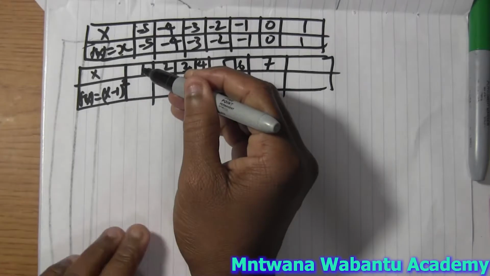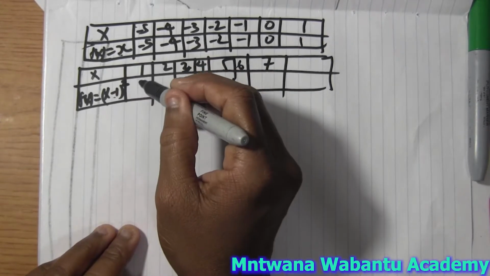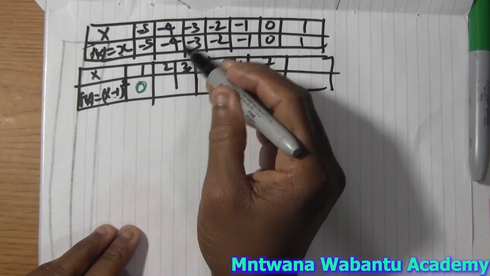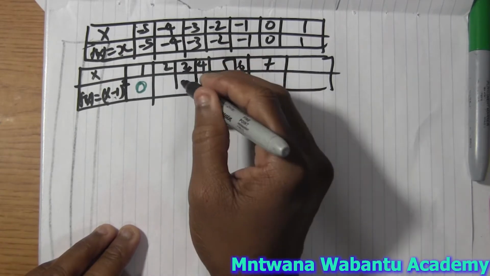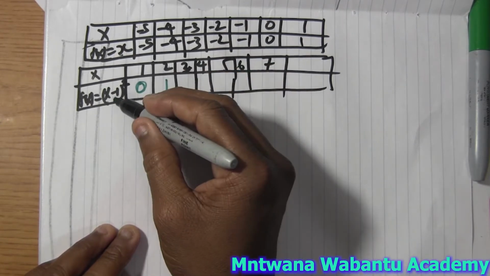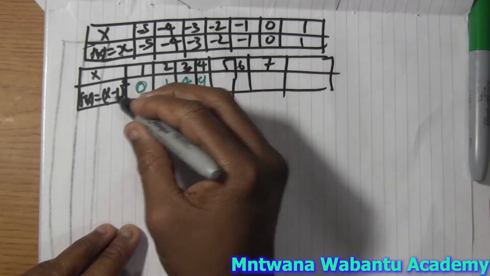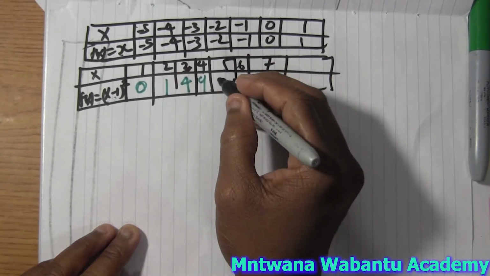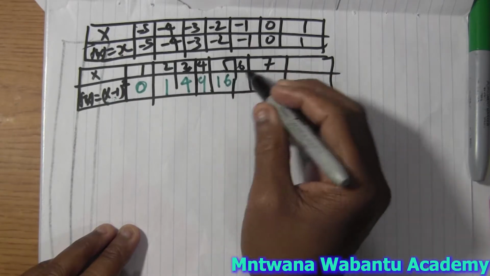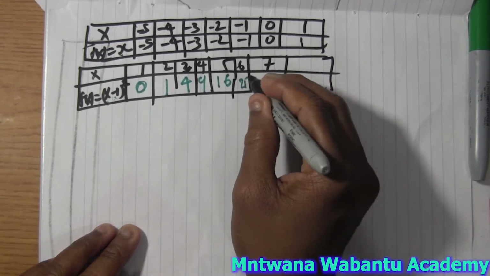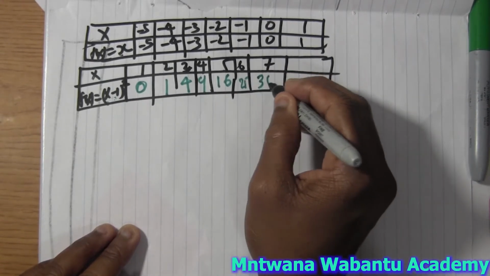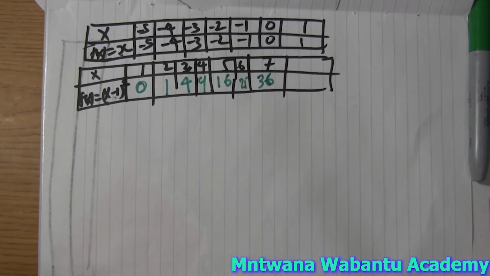So now x equals 1. 1 minus 1 equals 0, 0 squared equals 0. Now we have 2. x equals 2: 2 minus 1 equals 1, 1 squared equals 1. Then 3: 3 minus 1 equals 2, squared equals 4. Then 4: 4 minus 1 equals 3, 3 squared is 9. Then 5: 5 minus 1 equals 4, 4 squared equals 16. Then 6: 6 minus 1 is 5, squared is 25. And this is going to be 36, etc. Okay, now let's draw a graph.